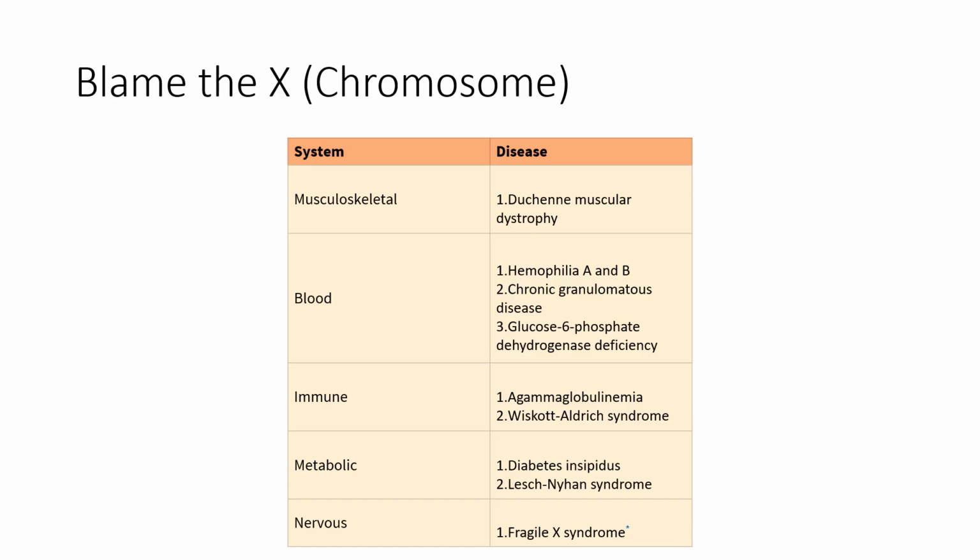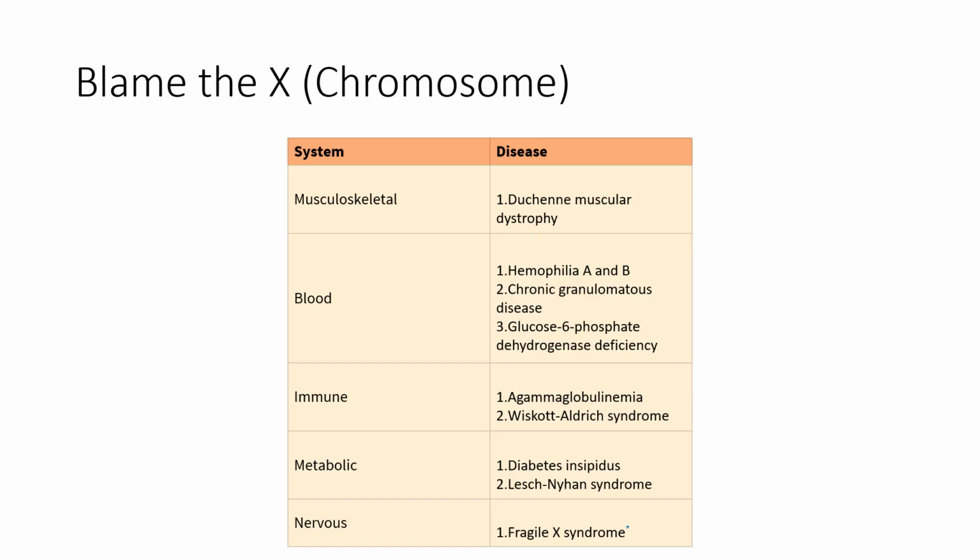The immune system is next. Agammaglobulinemia and Wiskott-Aldrich syndrome both highlight how X-linked defects can cripple immune function early in life. These patients don't just get sick, they get sick often and badly. Metabolically, diabetes insipidus and Lesch-Nyhan syndrome remind us that the X chromosome isn't just about structure, it's also deeply involved in regulation and metabolism. Lesch-Nyhan, in particular, is one of those conditions you never forget once you truly understand the mechanism.